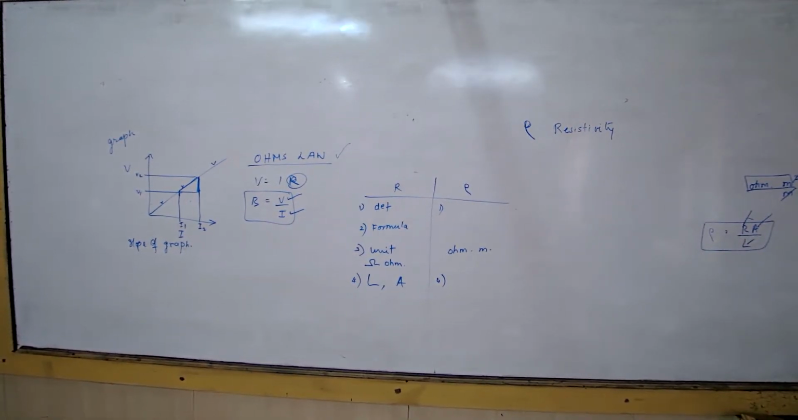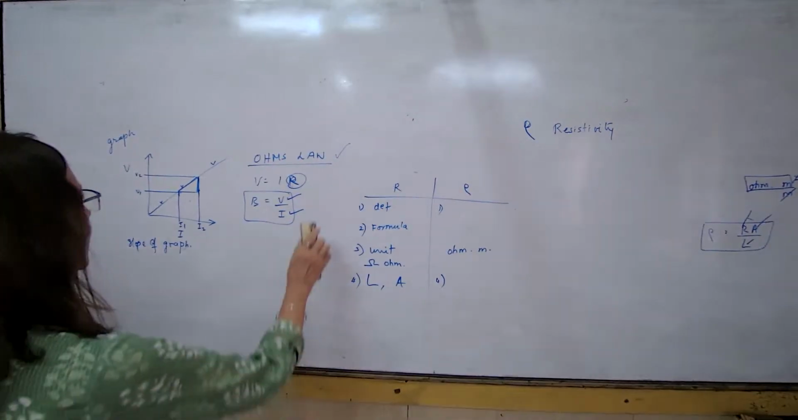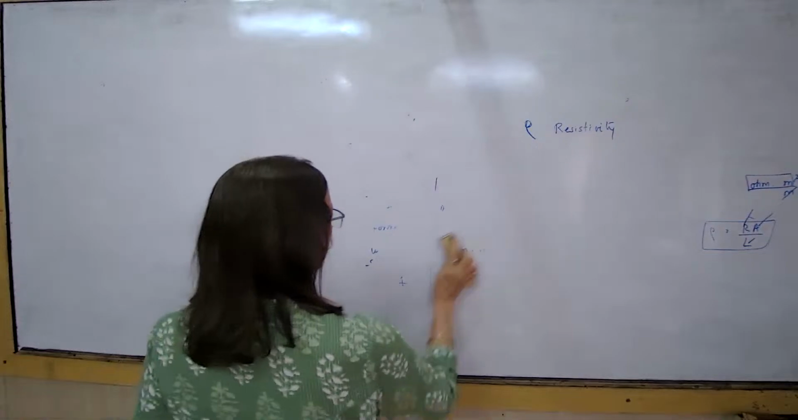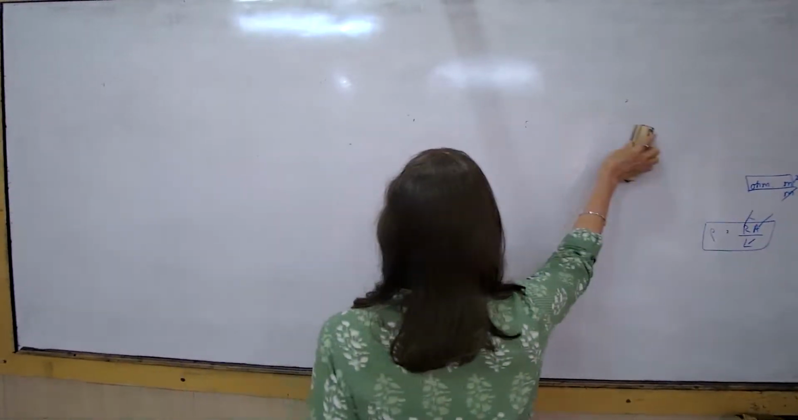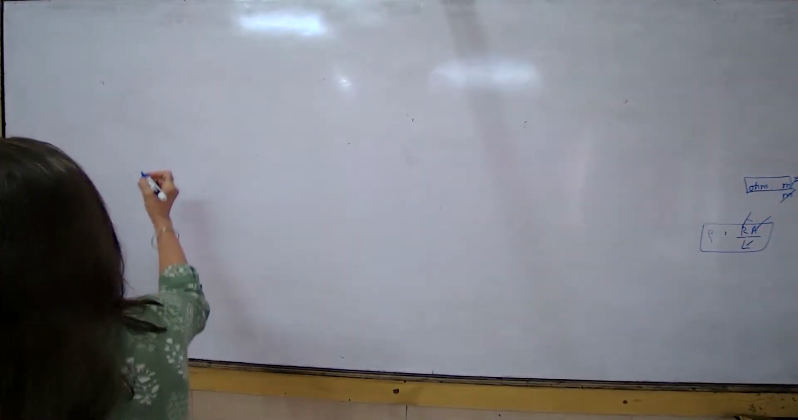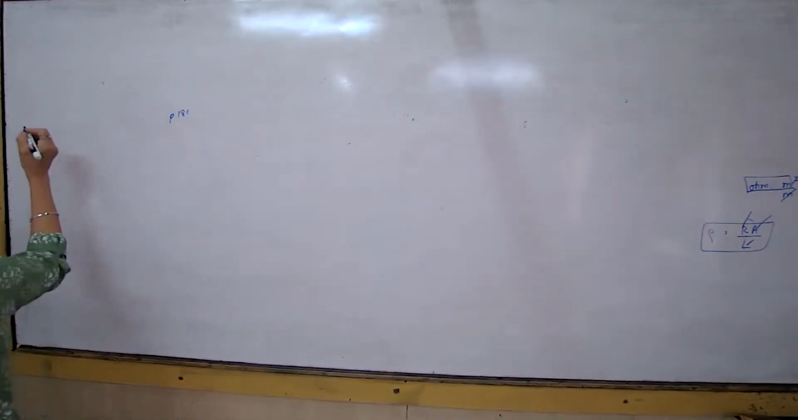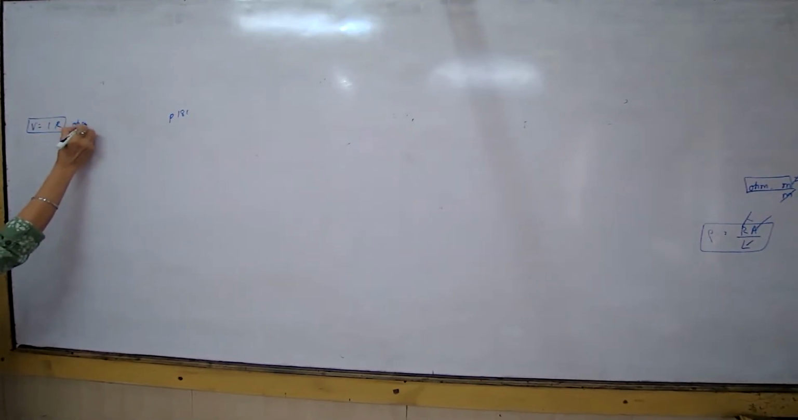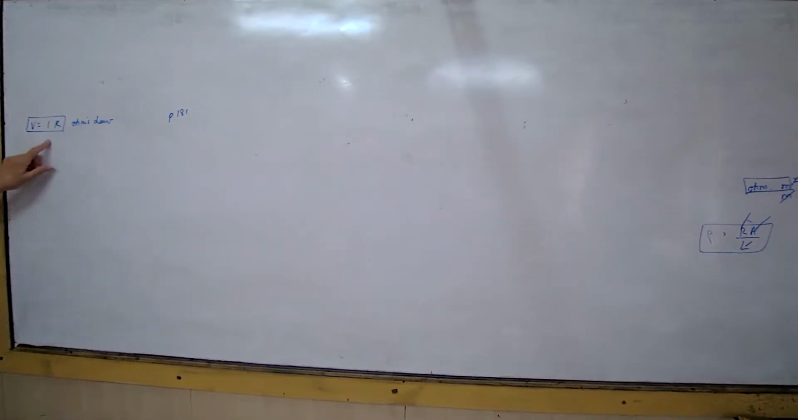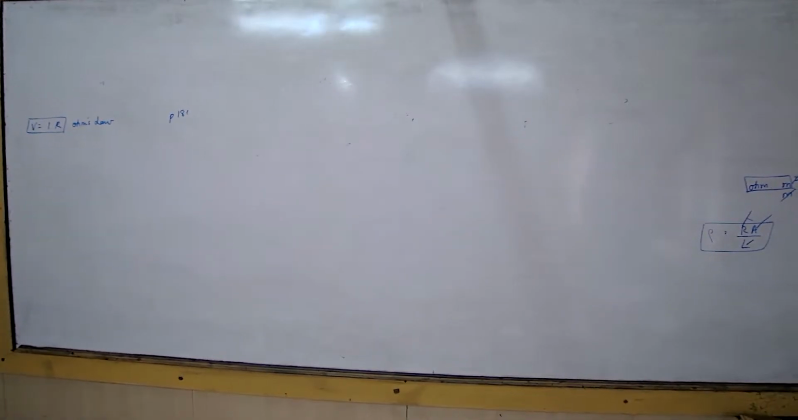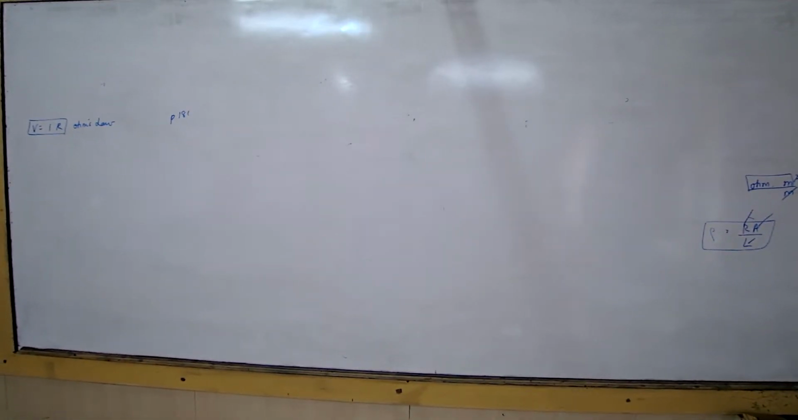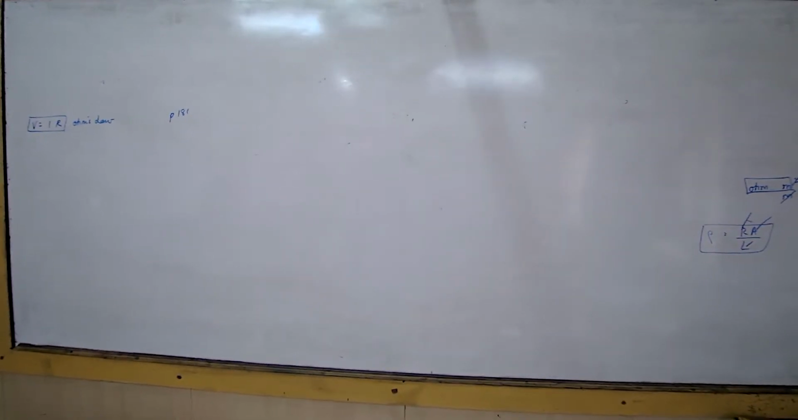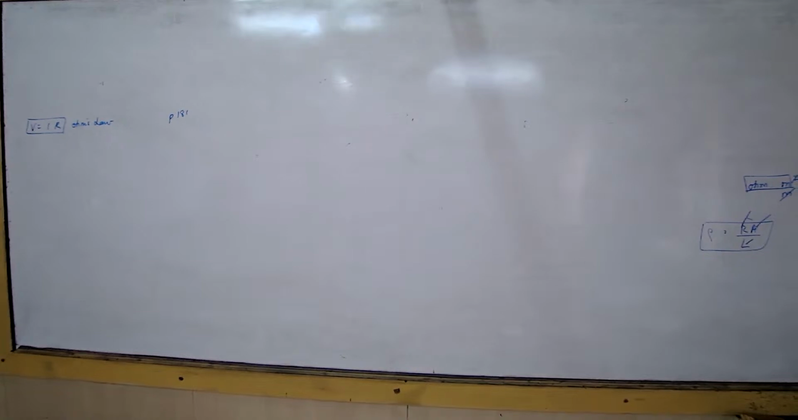Now I'm on page number 181. I just write down V is equal to IR. This is your Ohm's law, and we'll be using this Ohm's law now. Resistance of a system of resistors. You see that topic here? Resistance of a system of resistors.